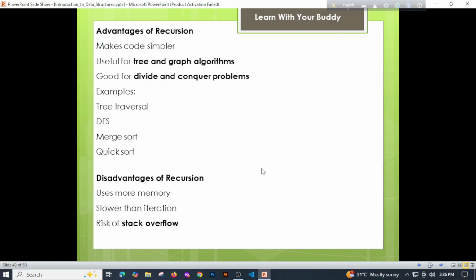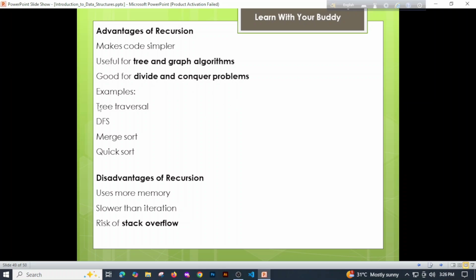advantages and disadvantages. The advantage of recursion is that it makes code simpler and is useful for tree and graph algorithms, and good for divide and conquer problems. For example, we have done tree traversal, DFS, merge sort, quick sort.